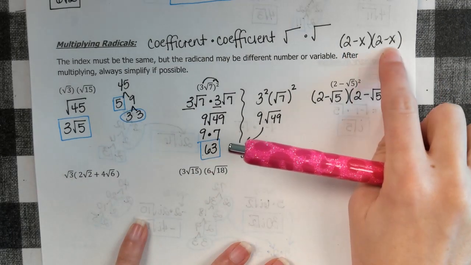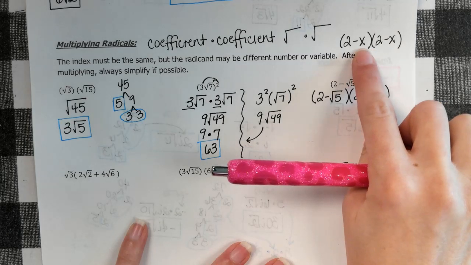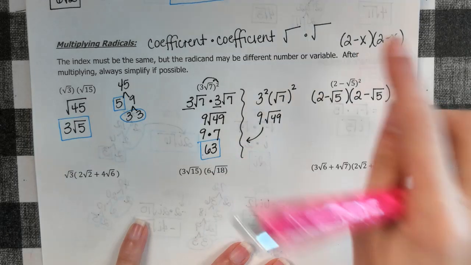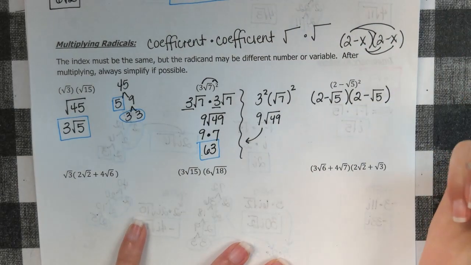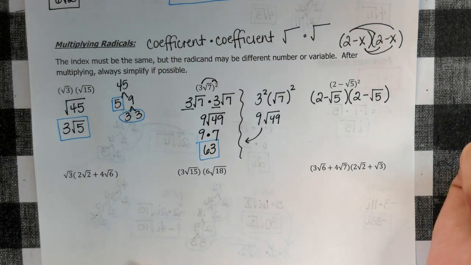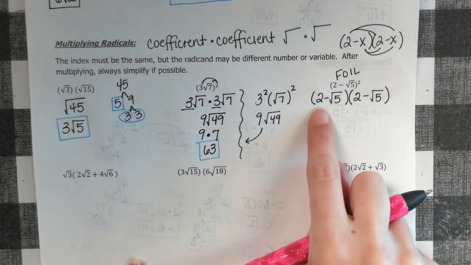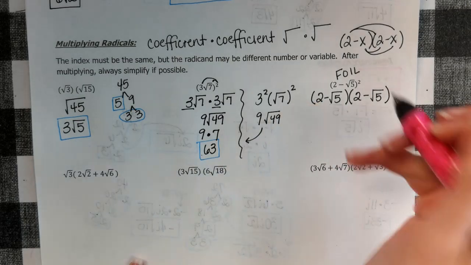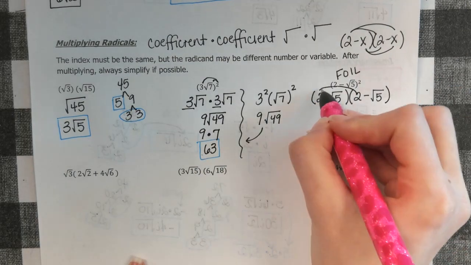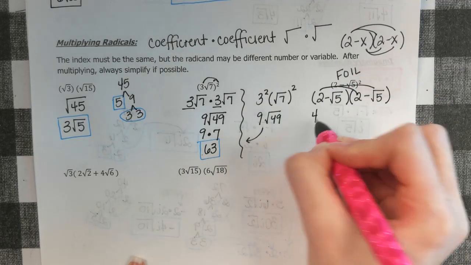If I gave you this and told you to simplify, what would you do? Y'all remember what it's called? FOIL. I would FOIL that and multiply all 4 things, right? Y'all remember that? We're going to FOIL this. So you take your first term, and you're going to multiply it by each term in the second set of parentheses. So 2 times 2 gives me 4.